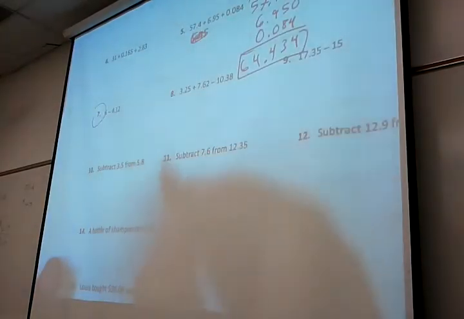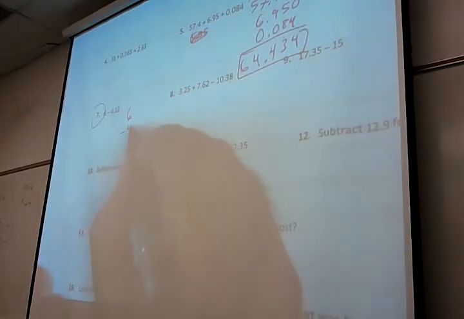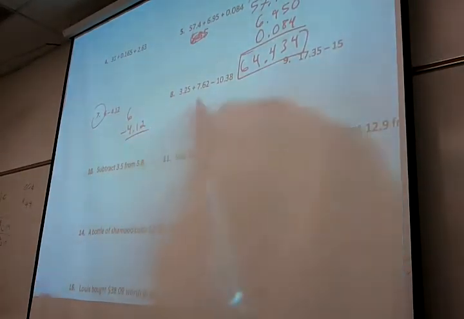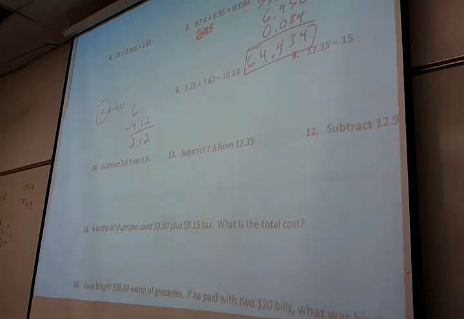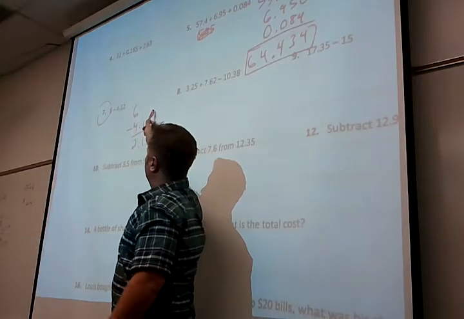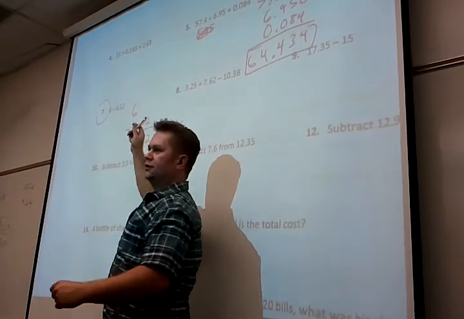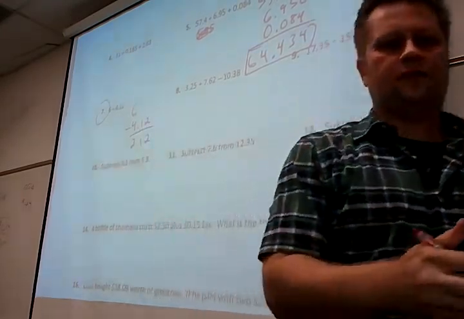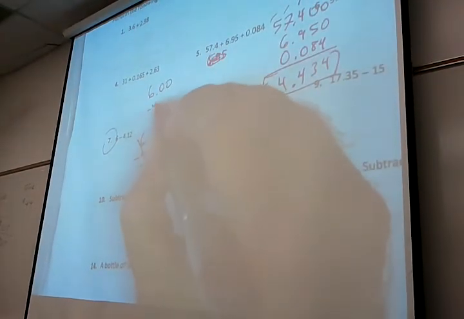Now, number 7 would be where I have some people having some trouble. 6 minus 4.12. So I'm seeing a lot of this. Now, what did this person do? They sort of added the last half and then subtracted the first half. They didn't subtract 2 from 0. They just said, this is empty space. So then nothing really happens to the 12. No, it's not empty space. How should I write this? 6.00. Yeah, 6.00 minus 4.12.